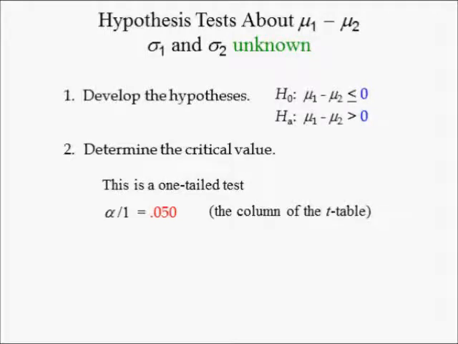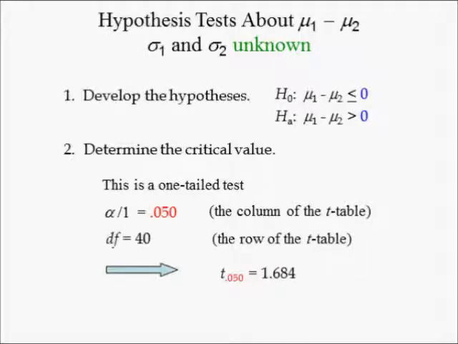Recall that the degrees of freedom were 40 when we computed the interval estimate in a previous slide. The t-critical value is in row 40 of the t-distribution table and in column 0.050. Hence, 1.684 is the critical value of this test, which is positive because we are conducting an upper-tailed hypothesis test. Had this been a lower-tailed test, we would use negative 1.684 instead.